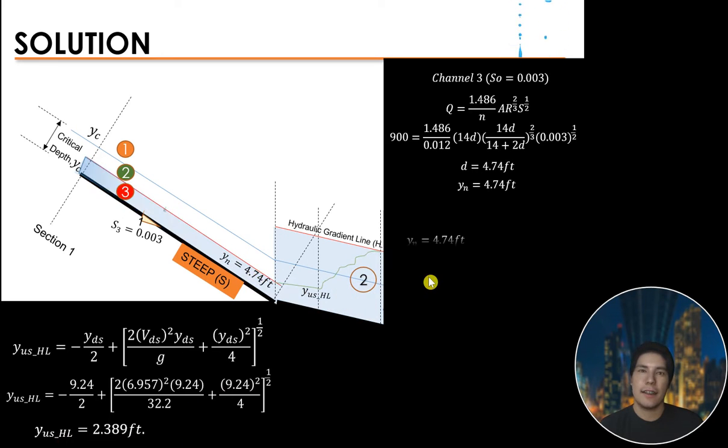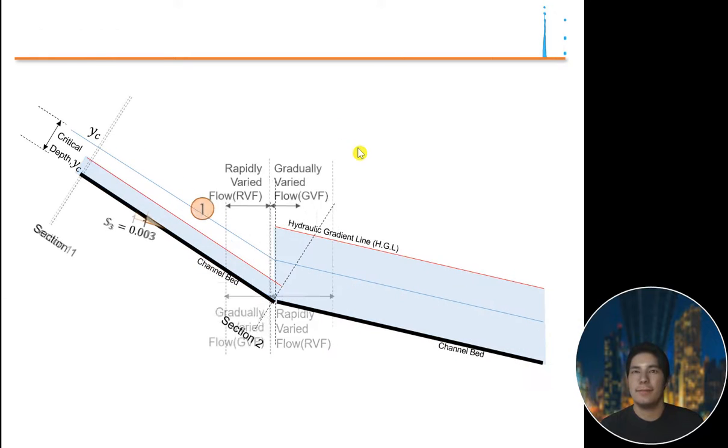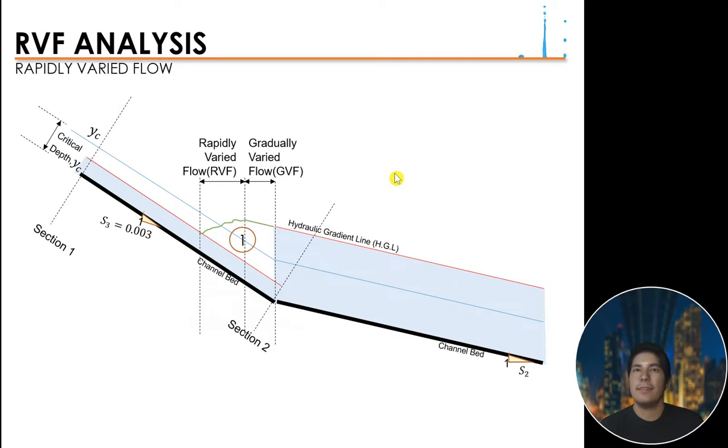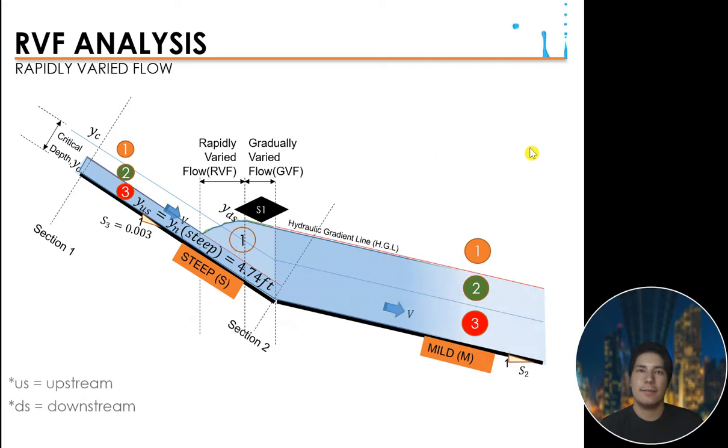So we see that the 4.74 is going down to 2.389 feet, meaning assumption 2 is incorrect. This simply means that the hydraulic jump occurs in the steep section, or in channel 3. So take assumption 1. We already know that assumption 2 is unlikely to happen, so this is what will happen to our water. Again, mild slope, steep slope. We do the zoning, we have S1.